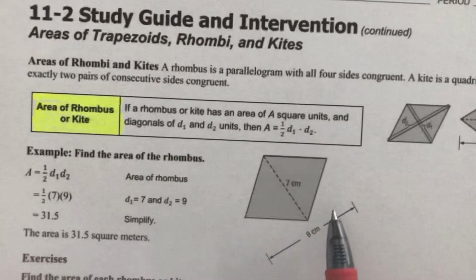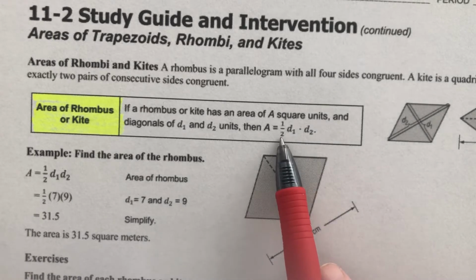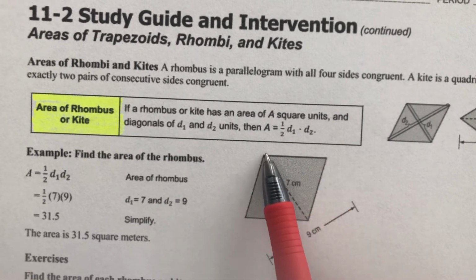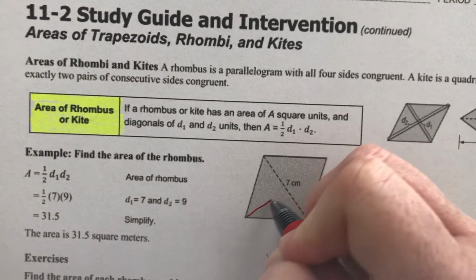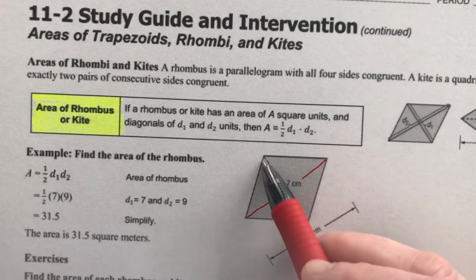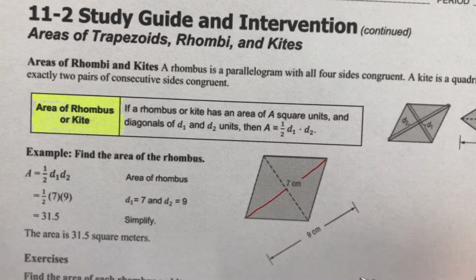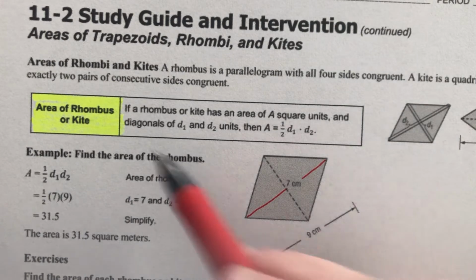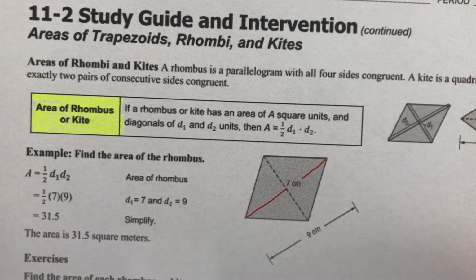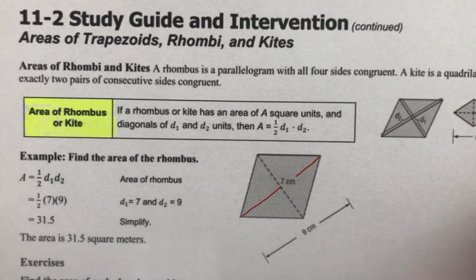All right, so to calculate the area, all we're doing is looking at the diagonals, right? So here or here, and we're multiplying them together and then dividing by 2. That's it. So this diagonal times this diagonal divided by 2 gives us the area of a rhombus. Or this diagonal times this diagonal divided by 2 gives us the area of a kite. That's it. It's super easy, right?